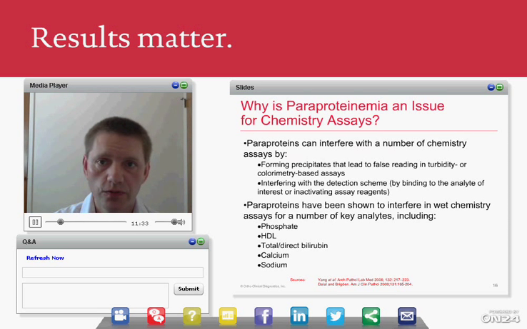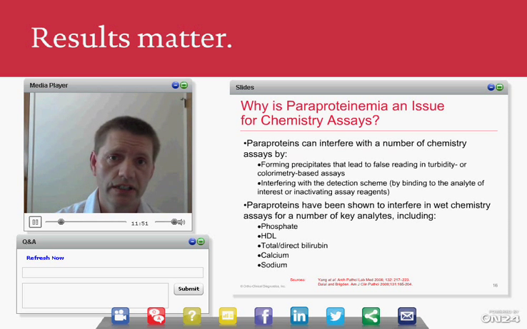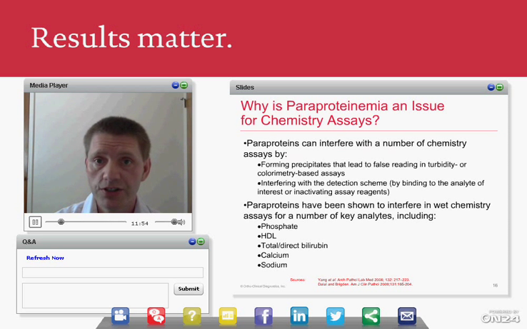There's a variety of ways in which paraproteins can interfere with chemistry reactions. I think the simplest answer is that the majority of the interference is caused by the presence of acidic reagents in a chemistry methodology. When the acidic reagent contacts the sample, the paraproteins precipitate. This can lead to false readings in turbidity-based or colorimetric assays. Whether you get a false positive or a false negative is very dependent on how the signal is being read and whether or not a baseline read is being carried out.